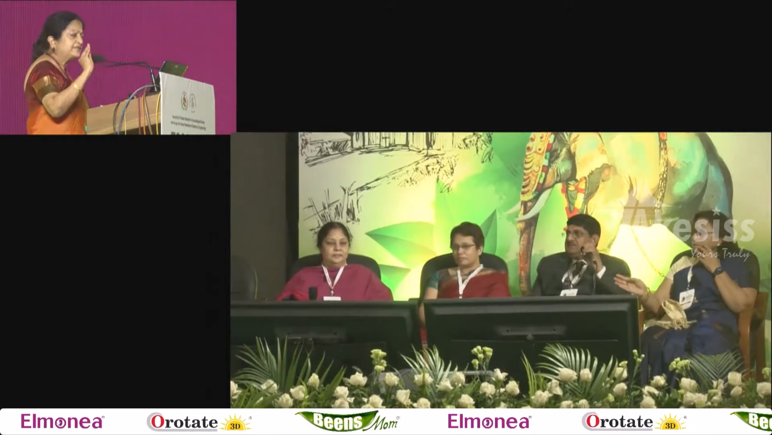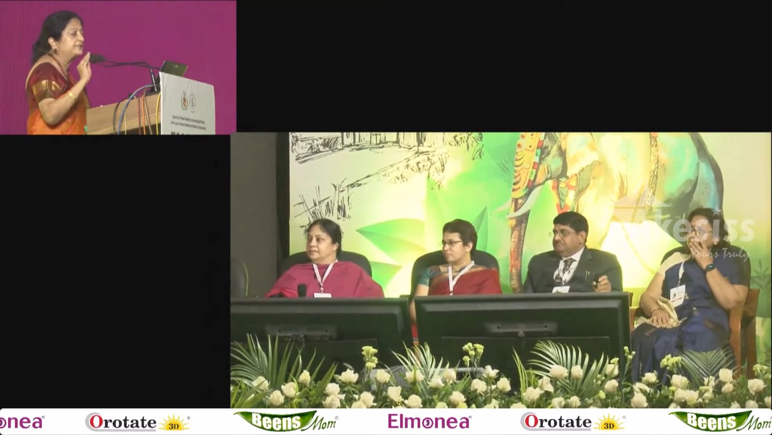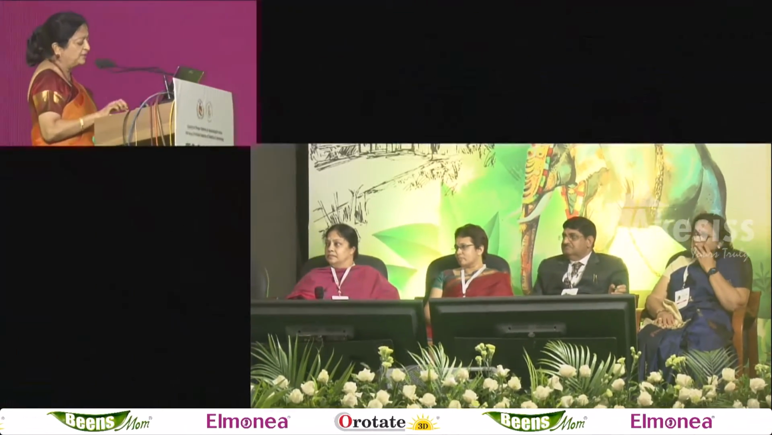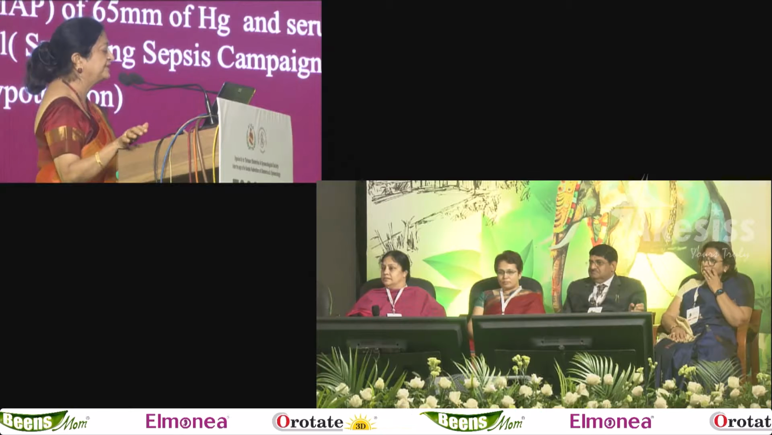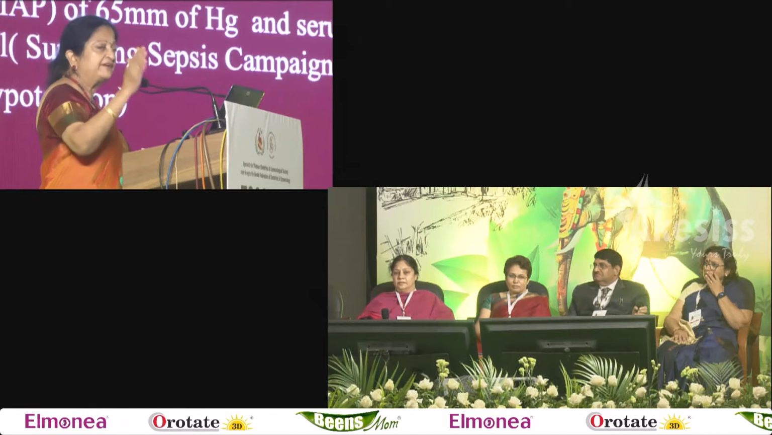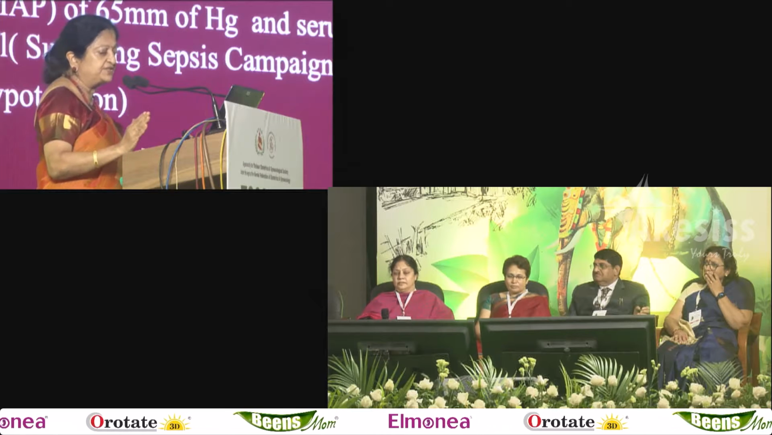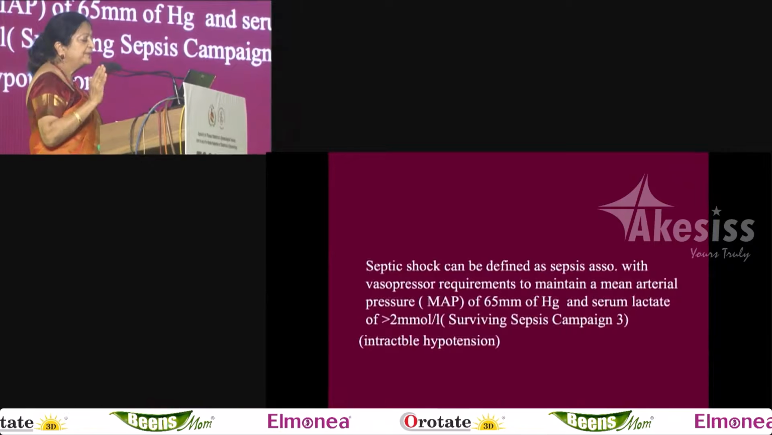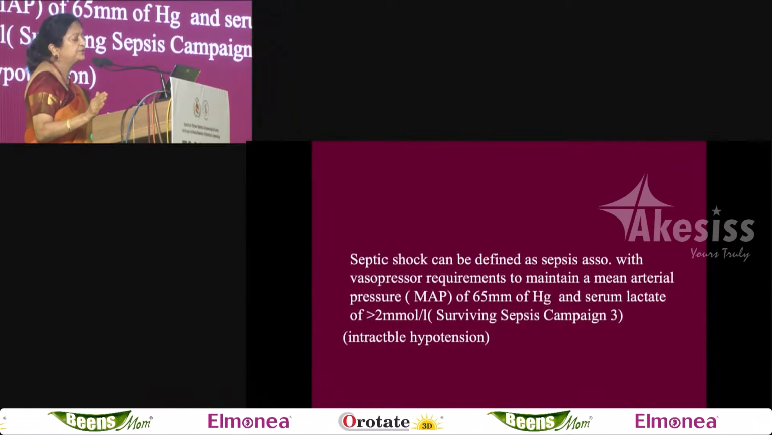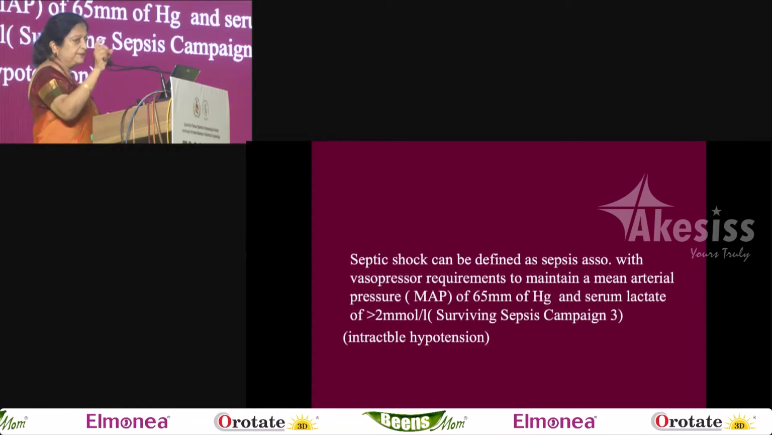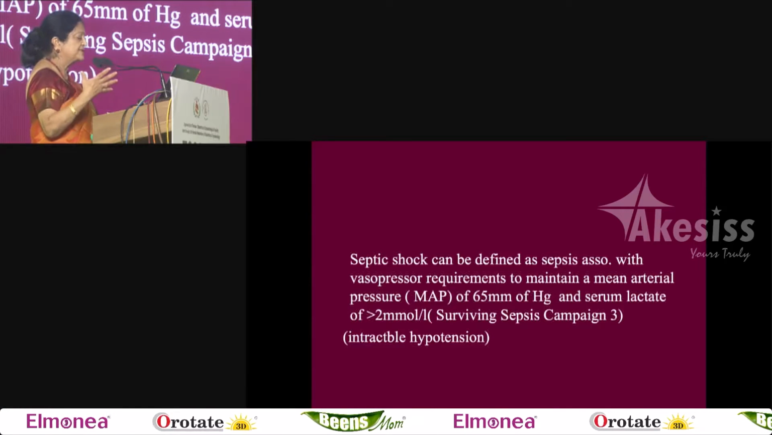So, in very simple terms, it's intractable hypotension in sepsis. Okay, intractable hypotension. But she used a few things, and every word of what she said is important. It is defined as sepsis. You have given the initial fluid resuscitation, and after that, you have had to use vasopressors to maintain a mean arterial pressure of 65 millimeters of mercury. We don't say BP per se by itself because MAP is more sensitive.